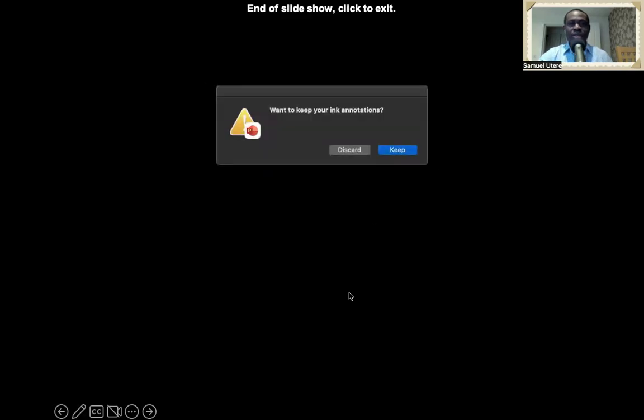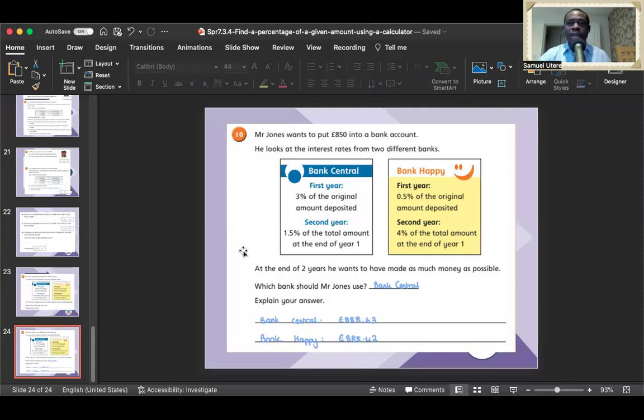And that brings us to the end of our lesson. So what we've learned so far is you have learned how to use your knowledge of finding percentage of amounts and using your calculator to work out percentage of different amounts, to compare them, and to solve real world problems involving bank accounts, involving sales, and even calculating VAT, which you see a lot of the time when we do shopping and when you look at your receipts.